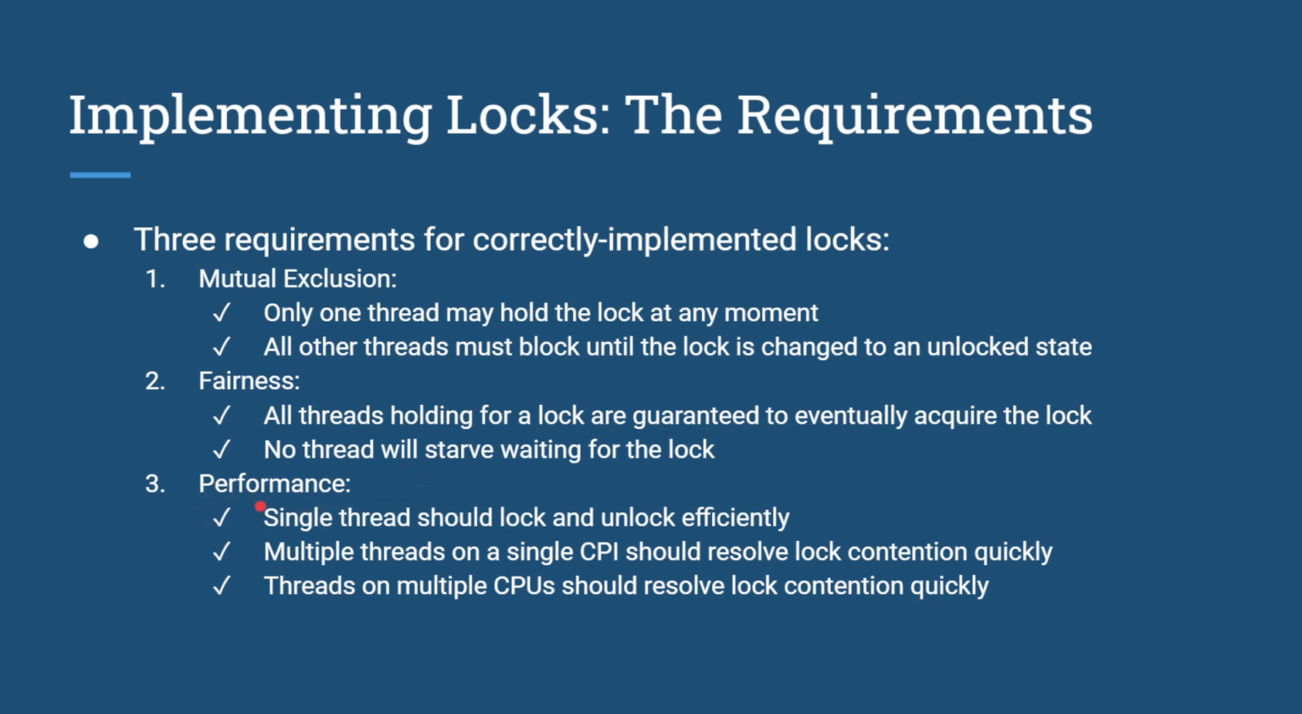Finally, we want performance. And there are three things to consider for performance. First, a single thread should be able to lock and unlock efficiently, almost as if no instructions were executed. Also, multiple threads on a single CPU should resolve lock contention quickly. And then finally, we should also have a way to allow threads on multiple CPUs to resolve lock contention quickly. And this will be different than the single CPU case, where we need some sort of synchronization between the CPUs.